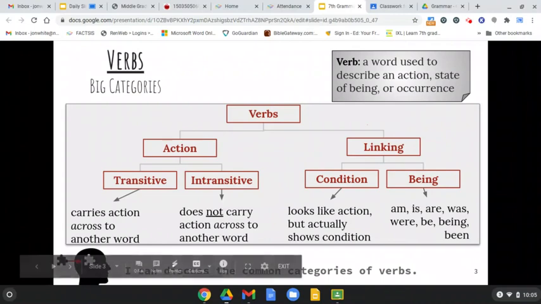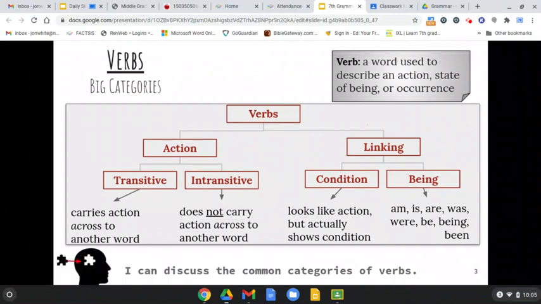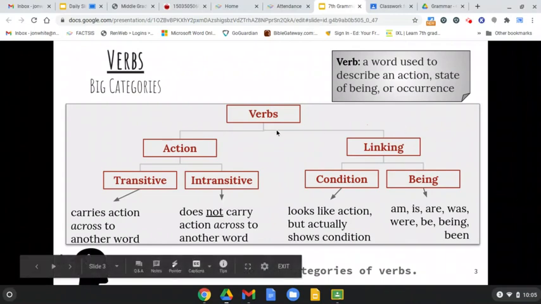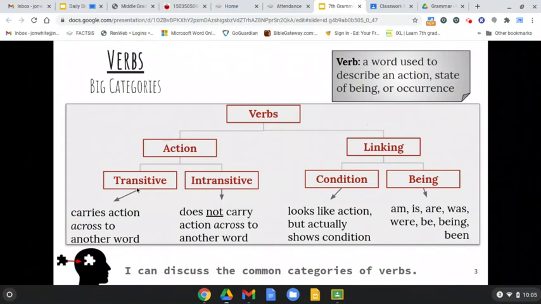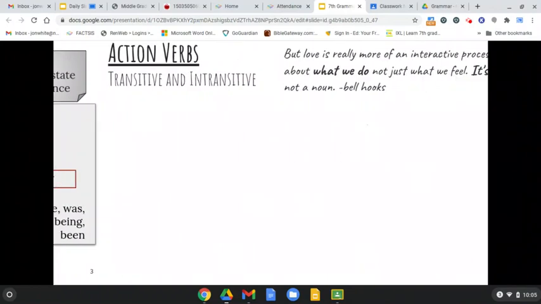All right, so that's our huge idea with verbs, is that we deal with 2 main kinds, action and linking. And over here under action, we have transitive, which carries action across to another word, and we have intransitive, which does not carry action across to another word. We'll see examples of those on the next slides. And then we have linking verbs. Some are dealing with condition, some are dealing with state of being. Okay, let's go on to the next.